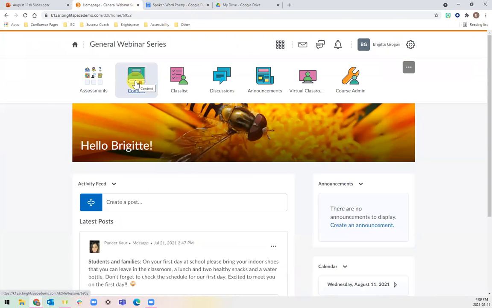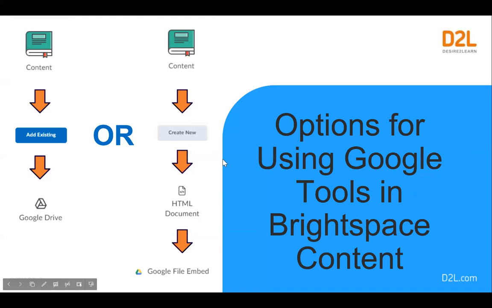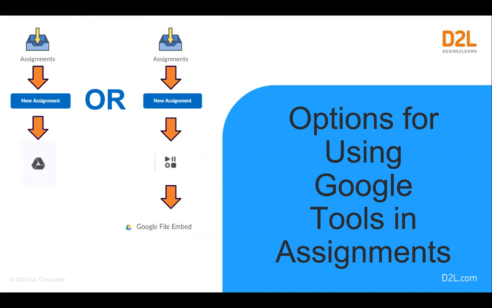So now that we've talked a little bit about content and the ways that you can pull in from Google Drive there, I'm going to jump back to our slides here and talk a little bit about how you can do this in assignments. So with assignments, it's very similar to content. You have the same options for pulling in items from Google Drive, but it just might be some different use cases. So I'm going to show the same two ways, as well as one additional way that you might want to use with assignments.